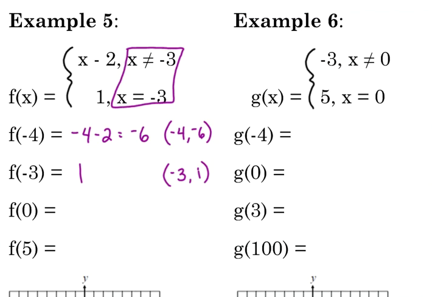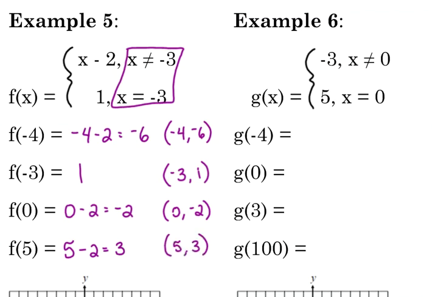0 is of course not equal to -3, so we plug it into the first piece, and we get -2, so 0, -2 is a point. 5 is not equal to -3, so 5 minus 2 is equal to 3. So we have the point 5, 3.